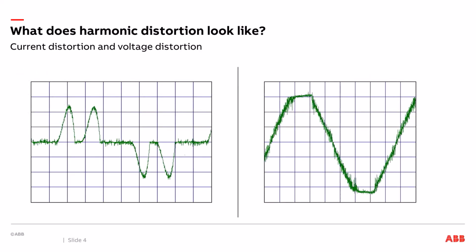So now if I want to take a look at what does the waveform actually look like for current distortion and voltage distortion, this waveform on the left here is considered current distortion. So a nice, perfect sinusoidal waveform would come up and then back down like this. But this is the classic double hump or bunny ears waveform that you'd see on a 6-pulse drive.